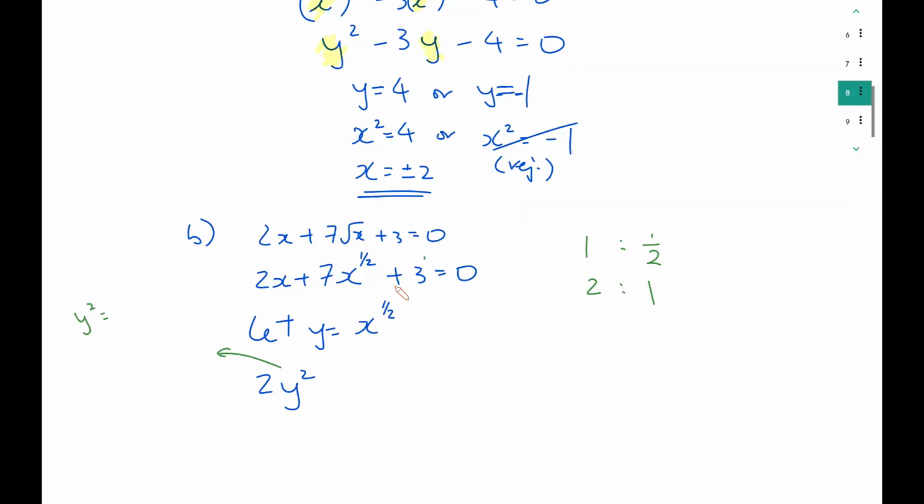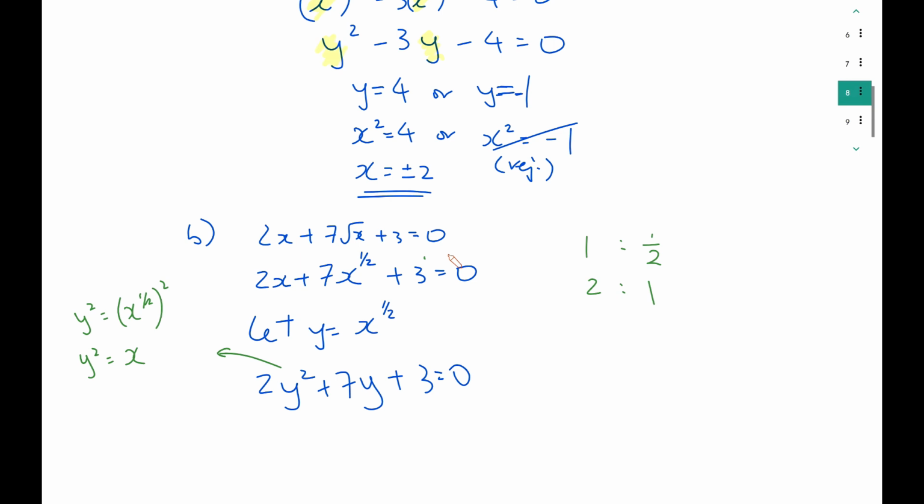Y squared, what was y? Y was x to the power of half, wasn't it? So y squared equals x to the power of half, squared. So y squared equals x to the power of half times 2, which means x. Therefore y squared is the same as x. Therefore we can rewrite it as y squared plus 7, x to the power of half, which is the same as y, plus 3 equals 0.